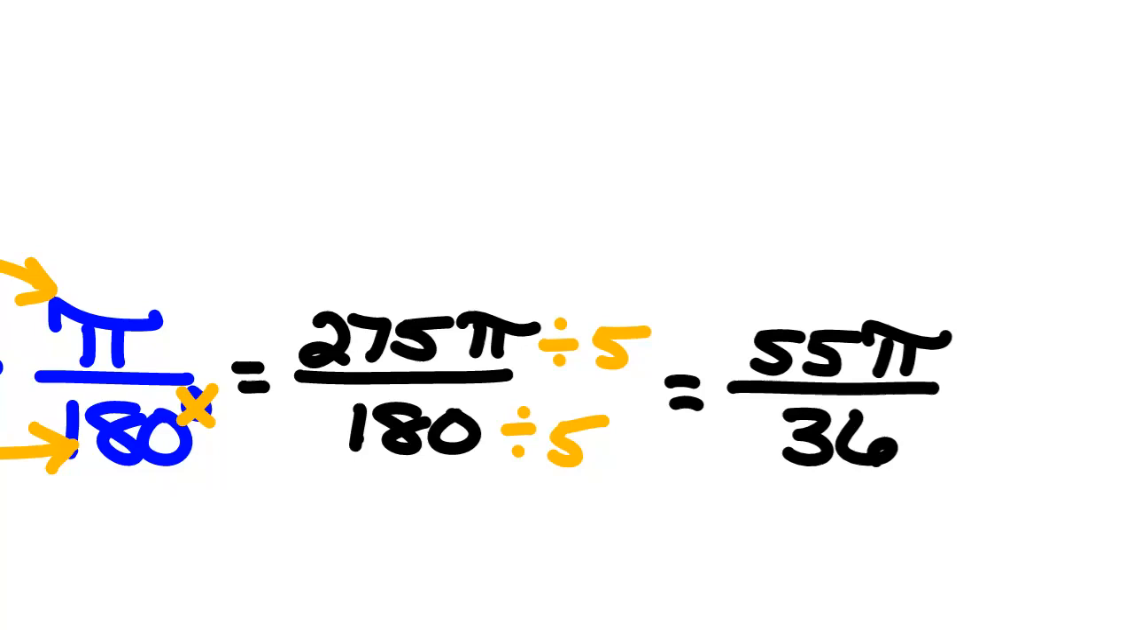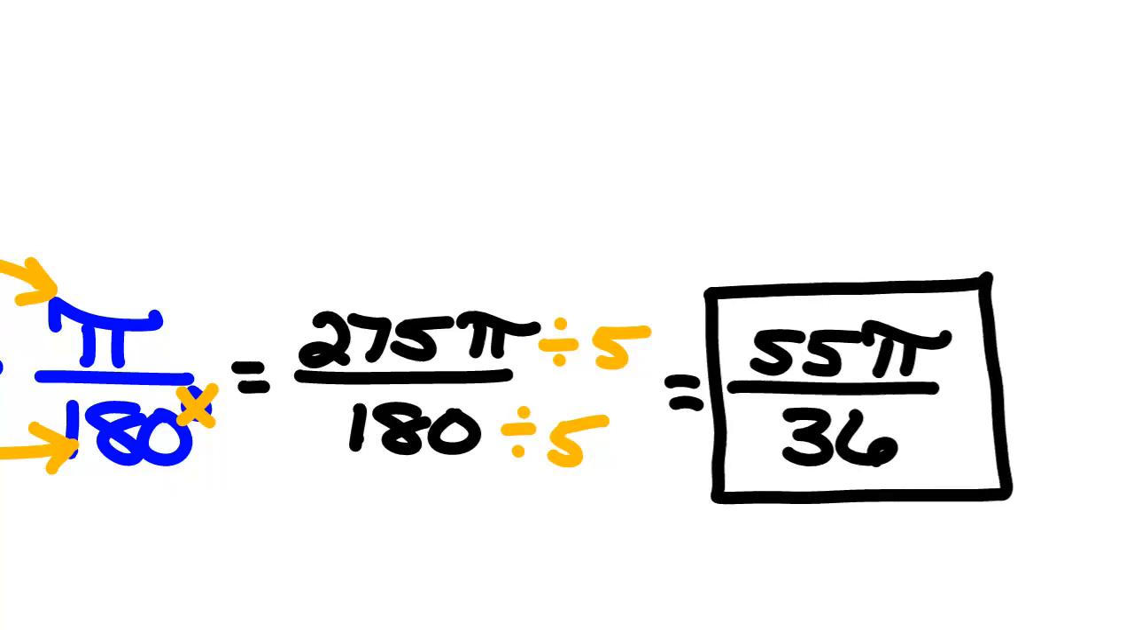What are the only things that go into 55? 5 and, not 1. 5 times what gives me 55? So 5 and 11 go into 55. Does 5 go into 36? Does 11 go into 36? That's how I know for sure that this does not reduce any further.